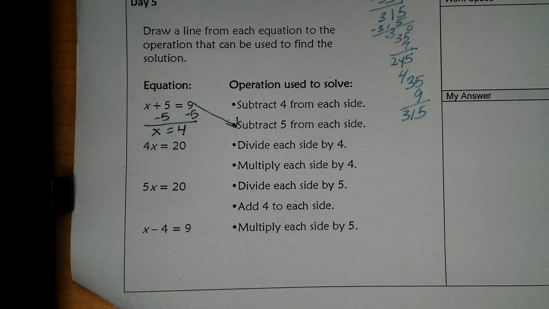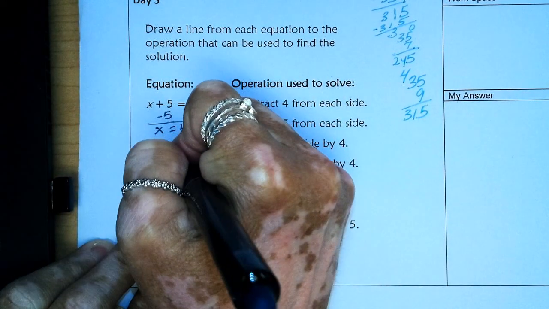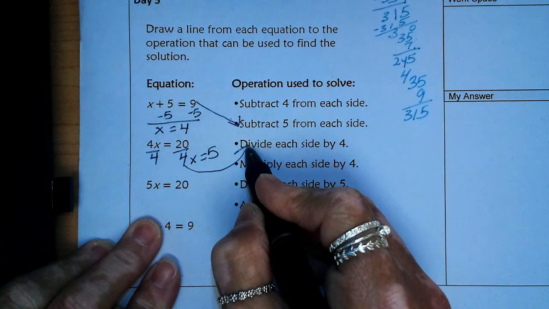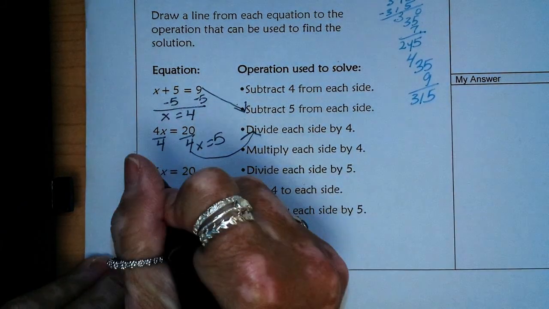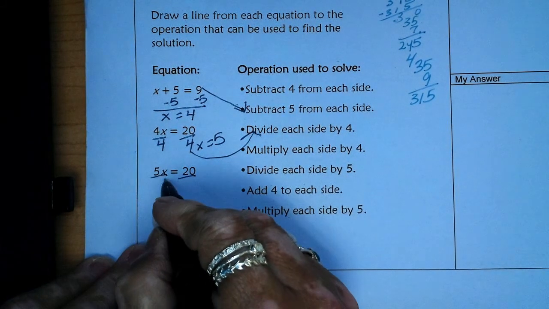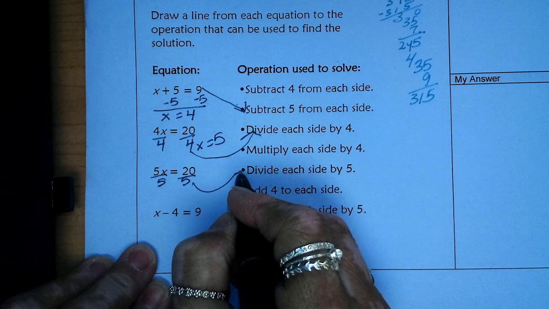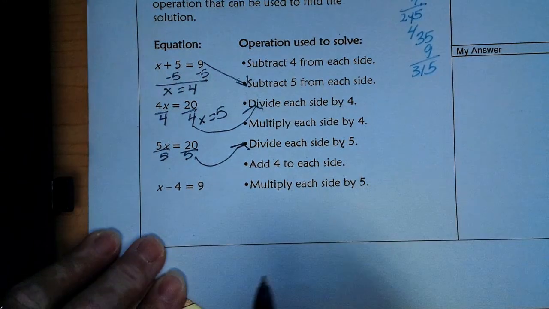All right, what do I do for 4x equals 20? What do I need to do? How do I get rid of the 4? You need to divide. Yes. So x is 5. So divide by 4. That goes to that one. Okay, what do I divide by here? Yes. Divide each side by 4. Okay, on the third one, I divide each side by 5.